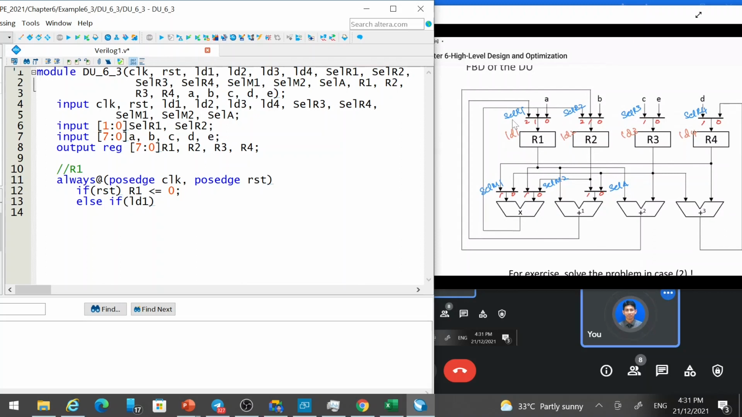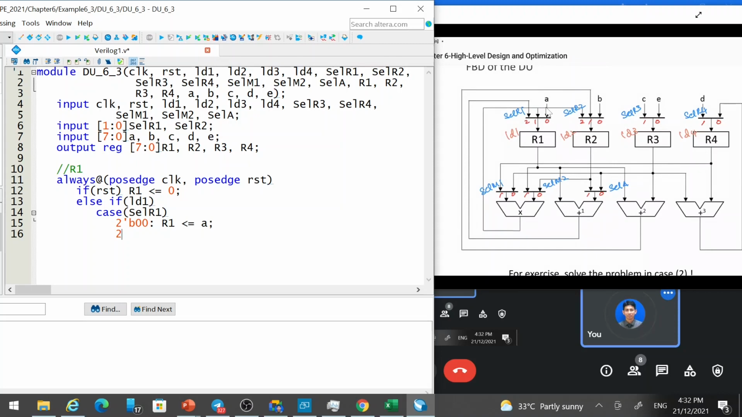It is a 4 to 1 multiplexer, so you can use case statement, case SEL-R1. So this is 2-bit. If 0, 0, what happened? If 0, 0, you need to have this. If 0, 0 means that you have to have A. Yeah, R1 is equal to A.